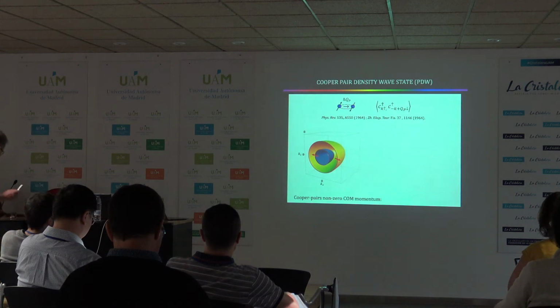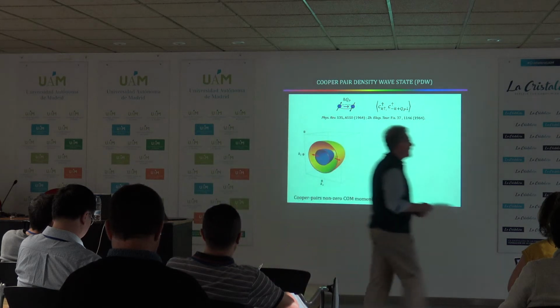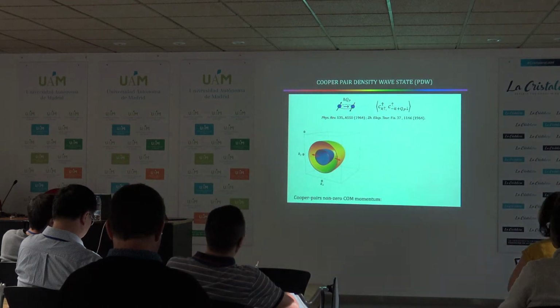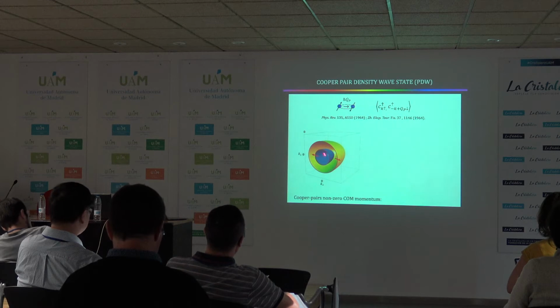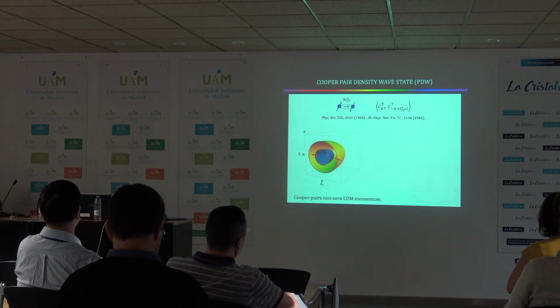Originally, in the early 1960s, Fulde-Ferrell and Larkin and Ovchinnikov examined a situation where you split the spin-polarized Fermi surface. They imagined doing it with a high magnetic field, such that the Fermi wave vector for one polarization is different than the other. Nowadays you could do that with spin-orbit coupling.